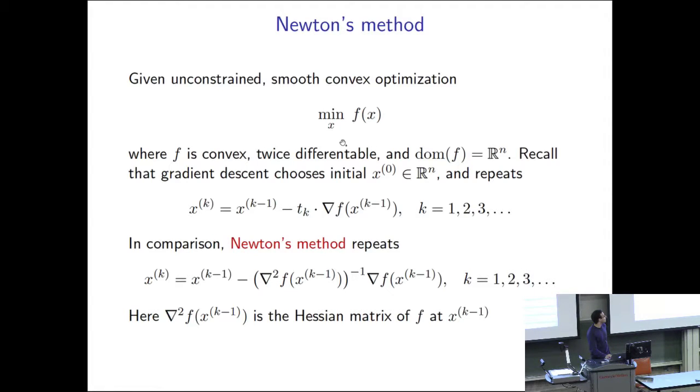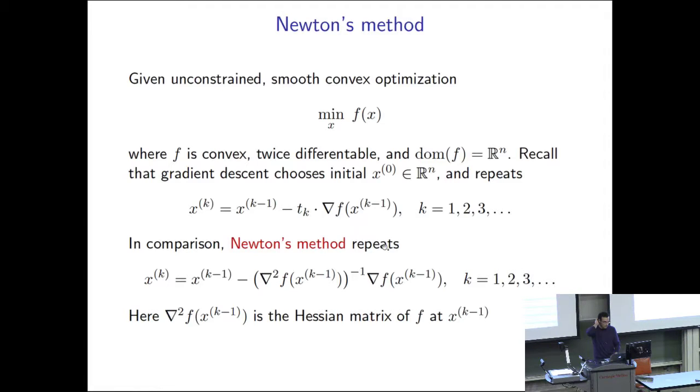So this simple problem: minimizing f of x. We're going to assume that f has two derivatives, and let's say for simplicity its domain is all of R^n. So gradient descent, which hopefully you remember, is very simple. We compute the gradient at every iteration, and we move in the direction of the negative gradient. So we update our iterate x by moving some amount t times the negative gradient of f at x.